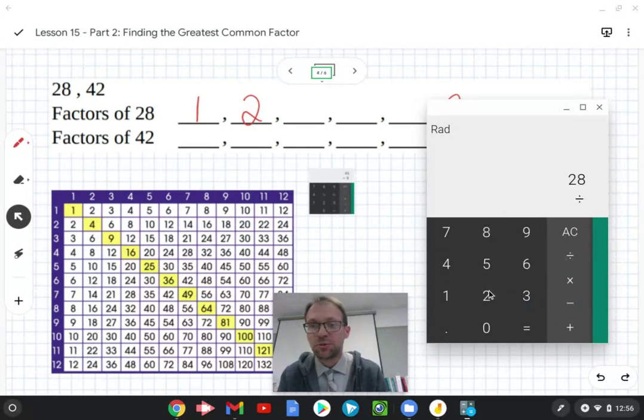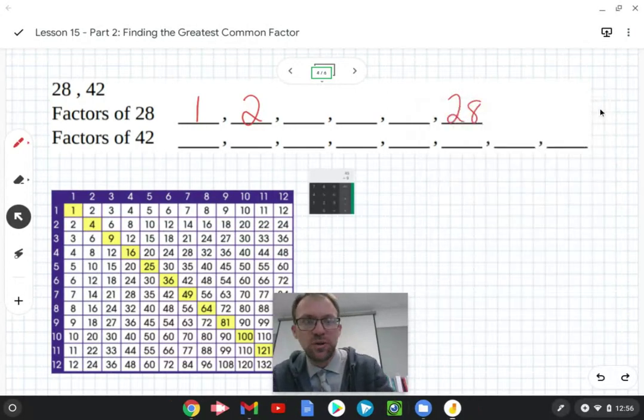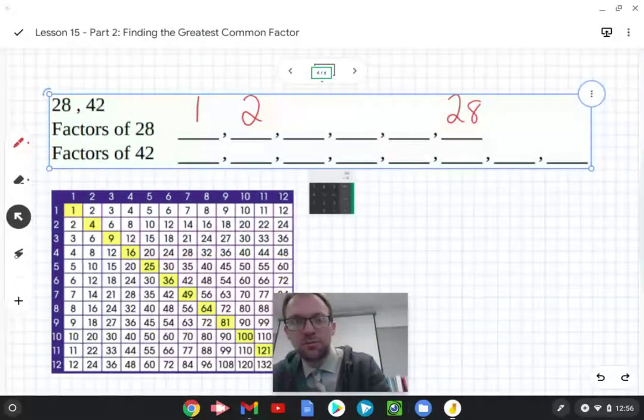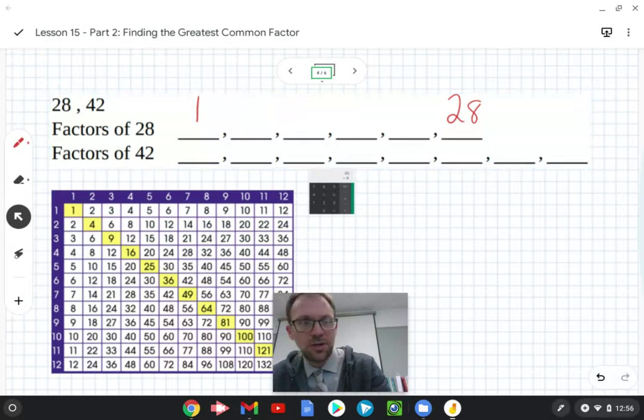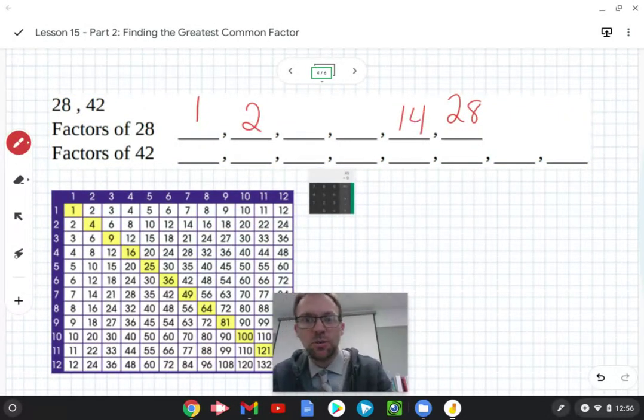divided by 2, right? Think back to how we've learned facts and reflex math. You think of the fact family, division and multiplication are related to each other. It equals 14. 2 times 14 is 28. So I can write that down. 2 times 14. 2 times 14 is 28.